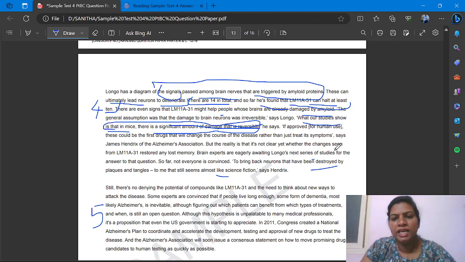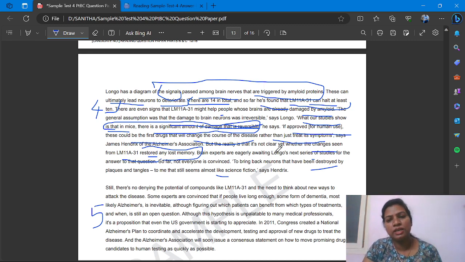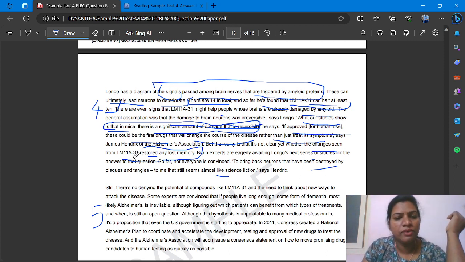Here also we read some more. If approved for human use, this could be the first drug that will change the course of the disease rather than just treat its symptoms, says James Hendrix of the Alzheimer's Association. But the reality is that it is not clear yet whether the changes seen from LM11A-31 restored any lost memory. Brain experts are eagerly waiting for Longo's next series of studies for the answer to that question.